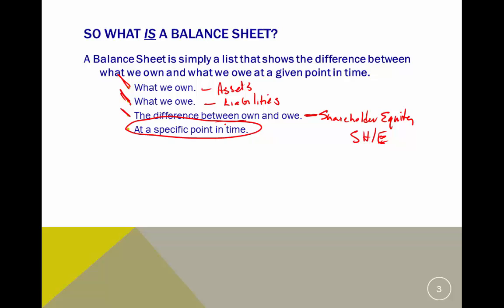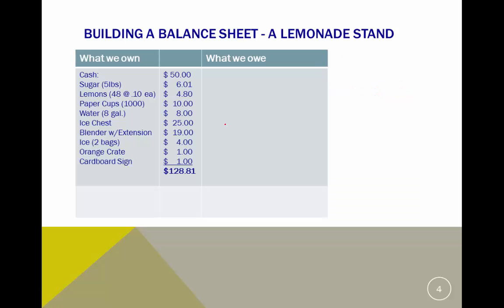It is a snapshot of the difference between what you owe and what you own at a given point in time. Realizing that your assets and liabilities help you understand what the shareholders have an interest in, namely everything that's left over. Make sense? So, here's an example that I'm going to help you with. We're just going to work through this very quickly.